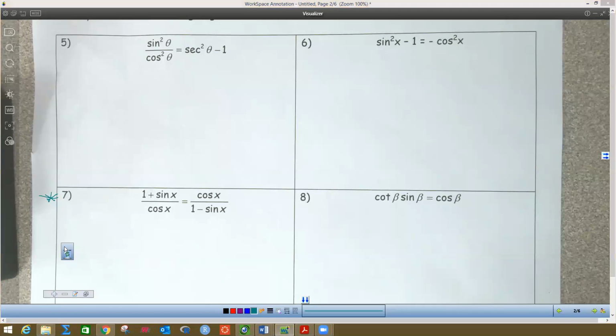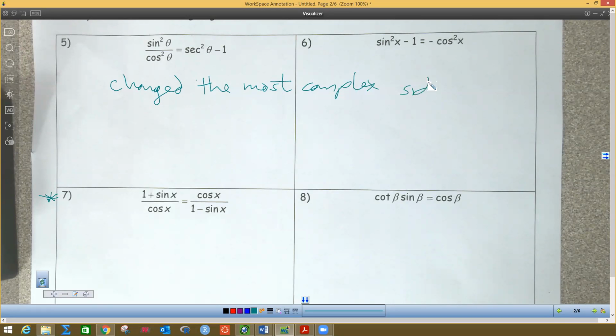So for me, when you do these, the first thing you want to do is change the hardest looking side, the most complex side. So on this first problem, to me, they really don't look that much different. But I think the one on the right is more complex because the denominator has 2 terms. It's a binomial denominator. The one on the right is a monomial, so I think it is less difficult. So what I'm going to do is I'm going to change the one on the right.